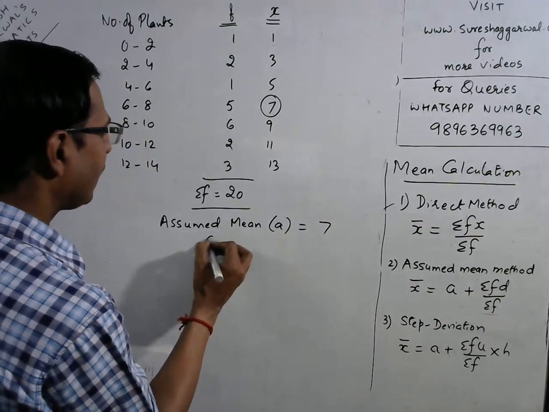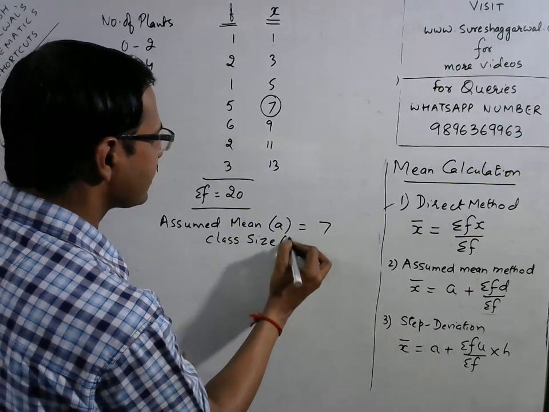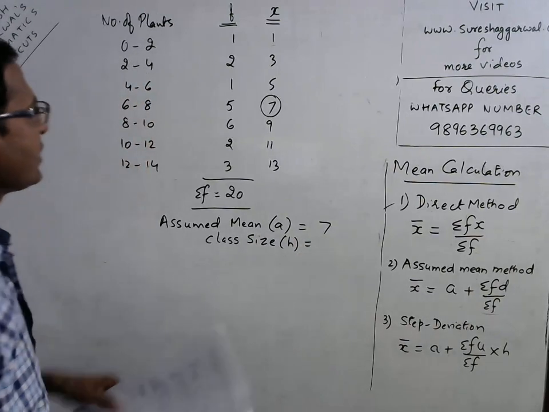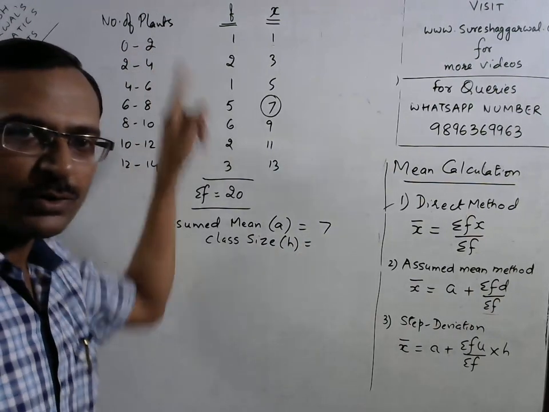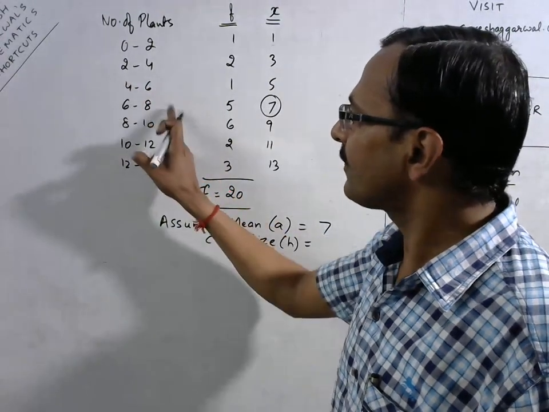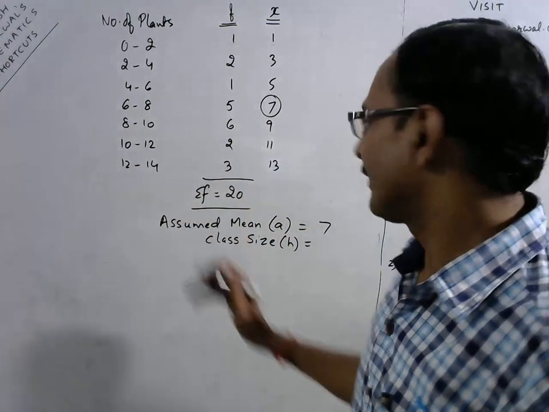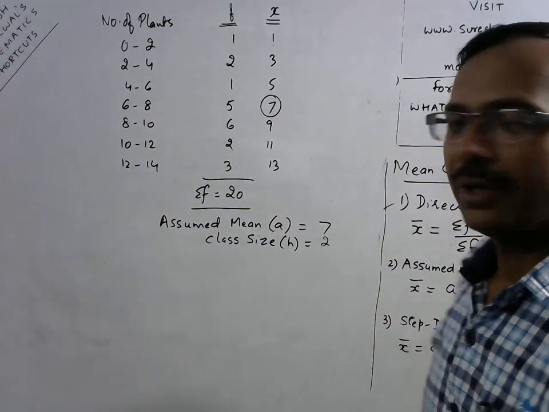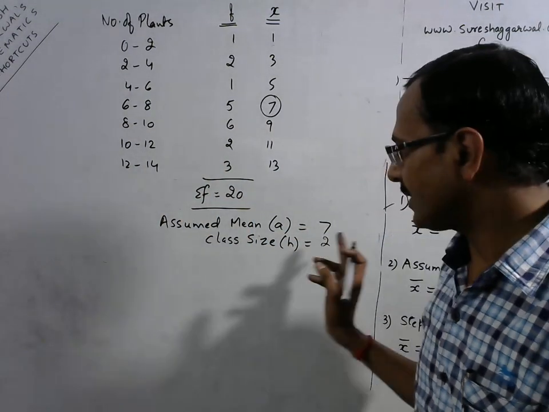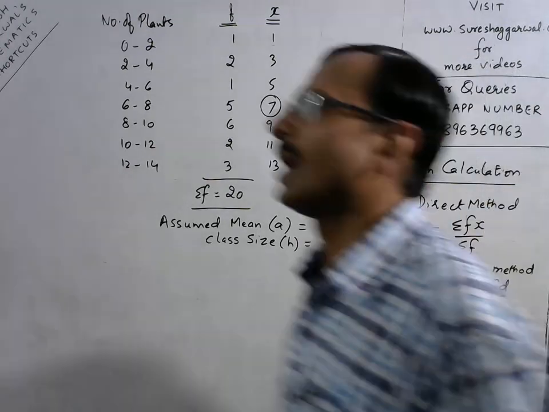And now we have the class size also. Now this class size is denoted by h. Now see the difference, 0 to 2, we have 2 values. So class size is 2, 0 to 2, 2 to 4, 4 to 6. If you take the difference, every time it will be 2. So the class size is 2. Now we have 2 more variables. One is the assumed mean and other is the class size.